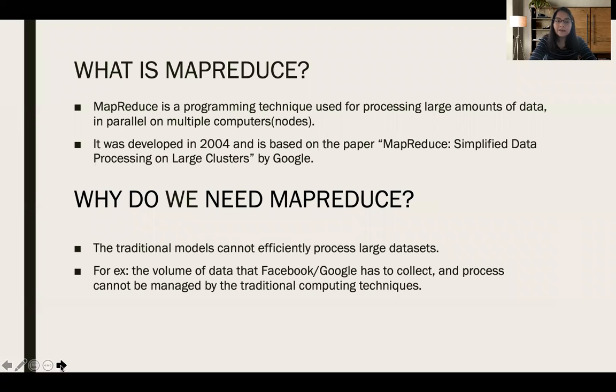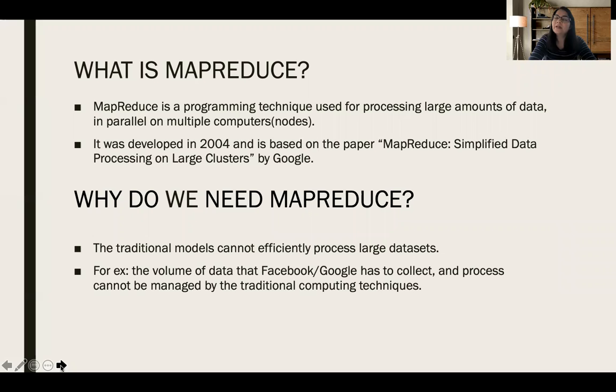Well, we need it because the traditional computing techniques could not handle these large amounts of data. When I say large amounts of data, I'm talking about data which is terabytes in size. For example, the volume of data which is generated by Facebook or Google cannot be processed and managed on a single computer. So what was the solution to that? Processing this data in parallel on multiple computers.